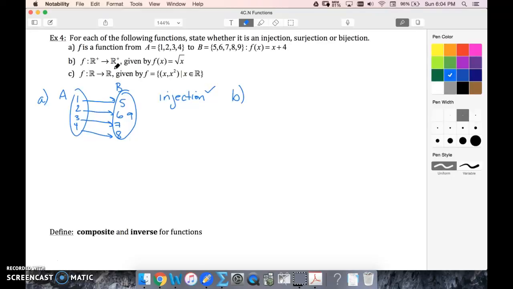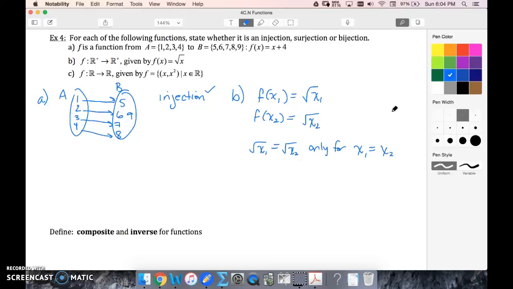Let's look at B. We're going from real positive to real positive. F of x is equal to root x. So let's test this one by looking at f of x1 is going to be the square root of x1. F of x2 is going to be equal to the square root of x2. Well, root x1 is equal to root x2 only when x1 equals x2. That's true, so this is also an injection.